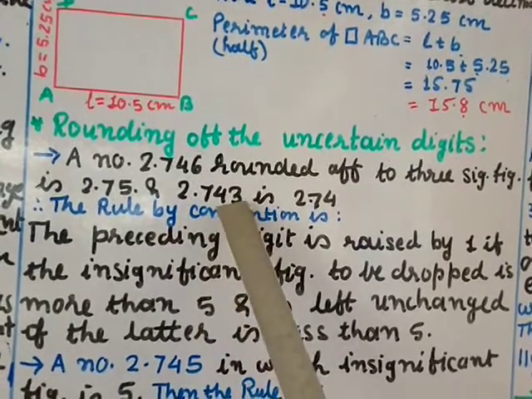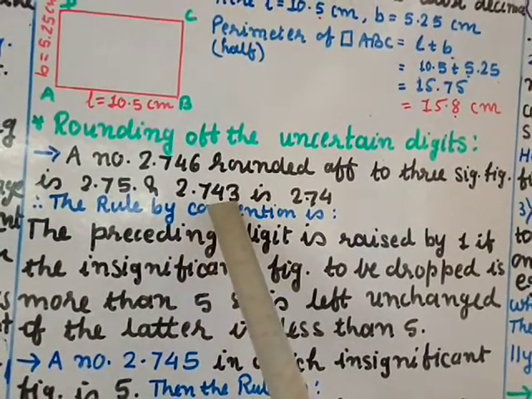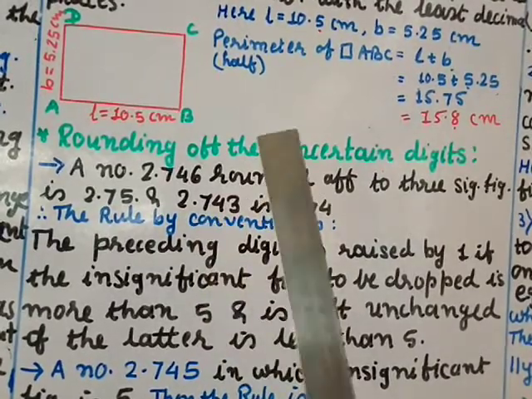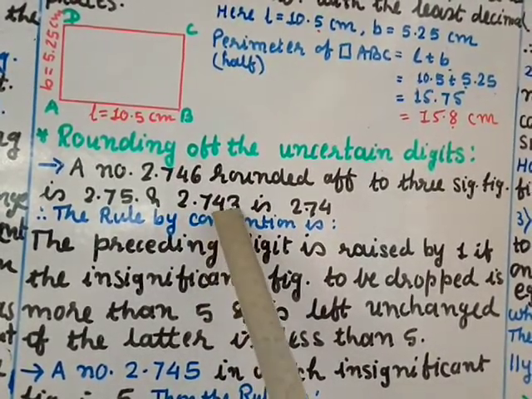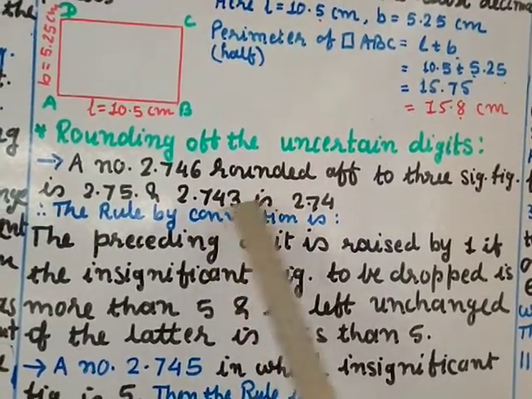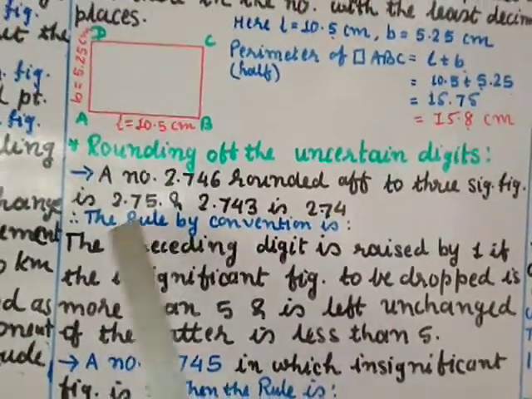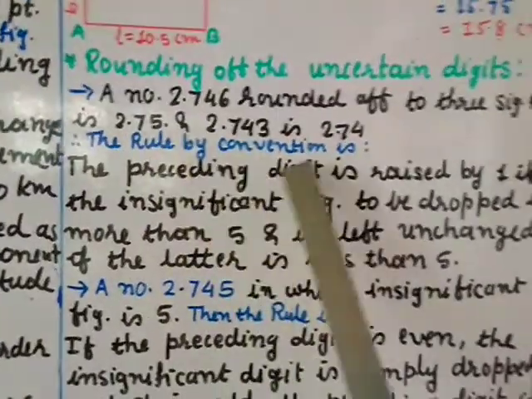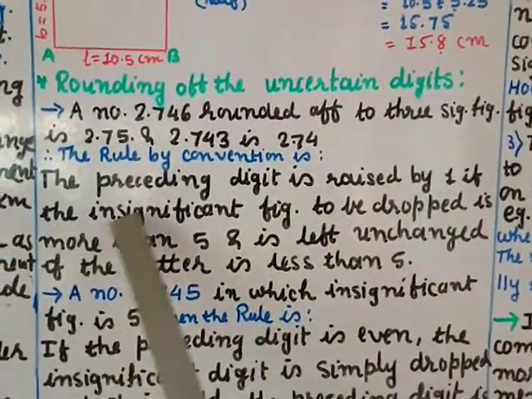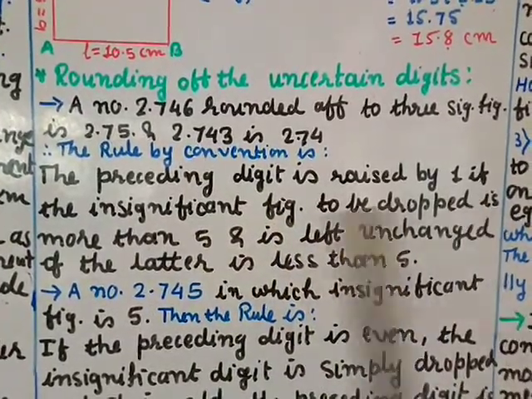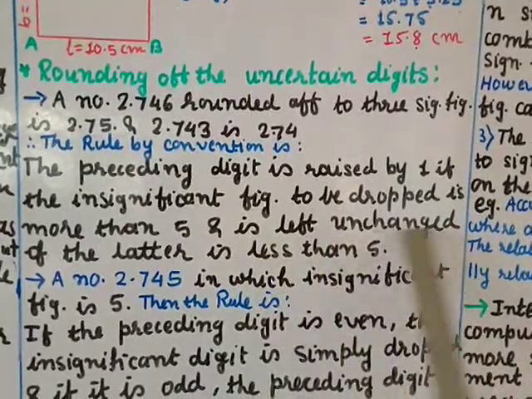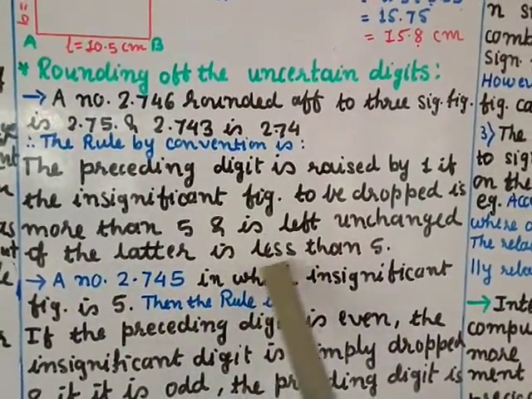That is the second example, 2.743. This also is 4 digits, but I want to make it into 3 significant digits. Then 3 you have to omit. So when you omit 3, this 4 remains the same because it is less than 5. So 2.74. The rule I am writing here: the rule by convention is the preceding digit is raised by 1 if the significant figure to be dropped is more than 5 and is left unchanged if the latter is less than 5.